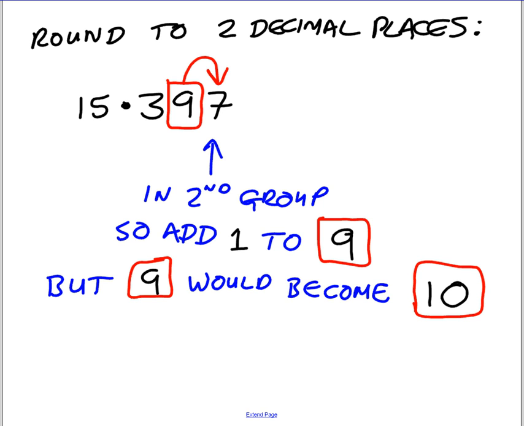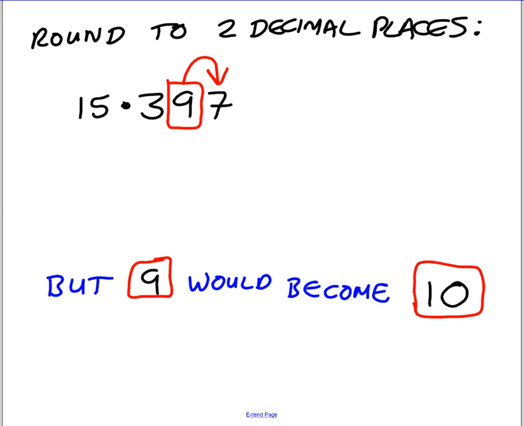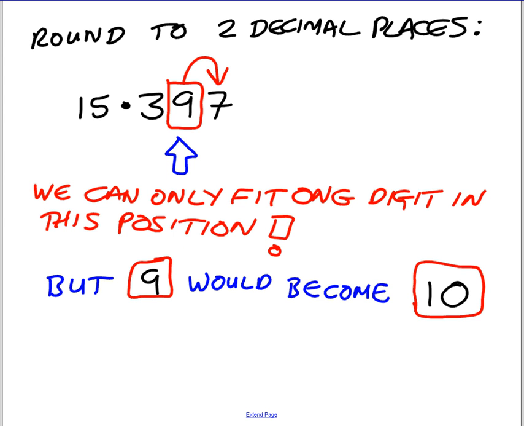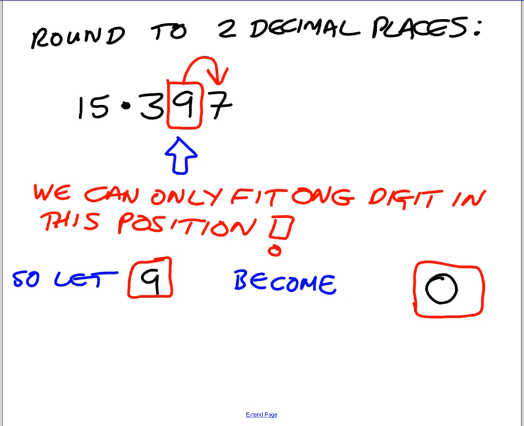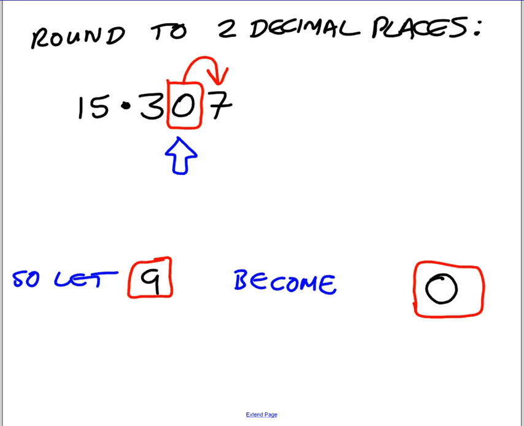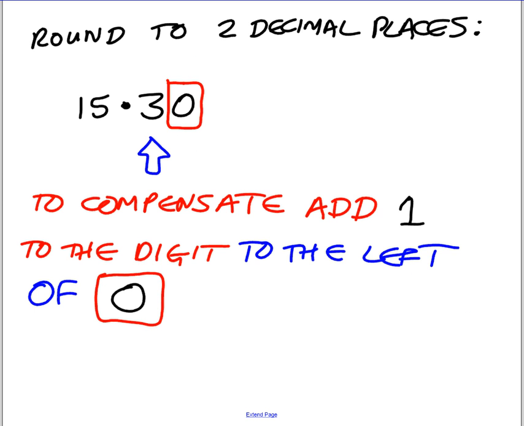Right. But if we added 1 to the 9, it would become 10. And in each of these positions, we can only fit 1 digit, so we've got a problem here. Whenever you get a problem, we'll get around it. Usually there's a solution. So what we're actually going to do is let the 9 become a 0, which is actually lower. So what happens next to compensate? I need to go to the left of the 0 and add 1 to that number to make it go up to 40.